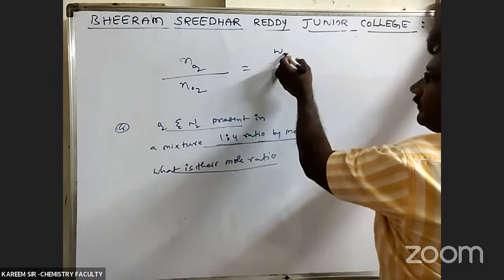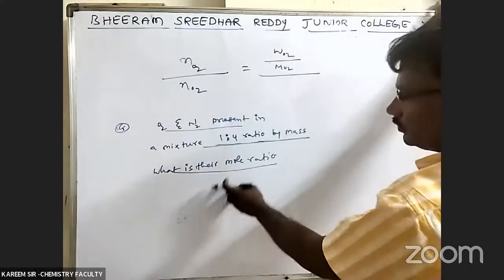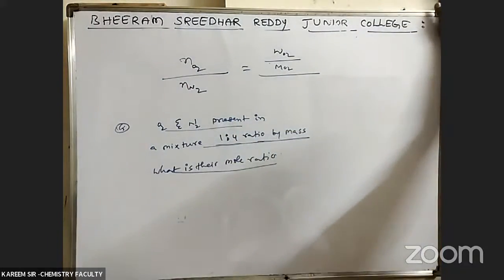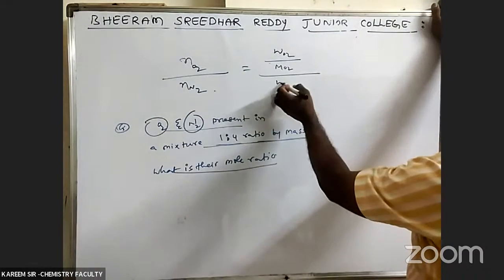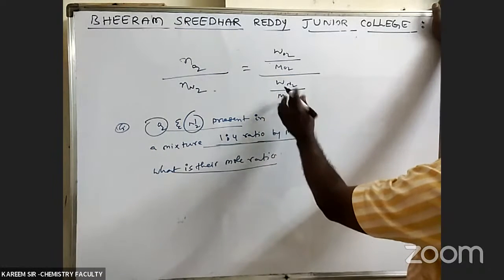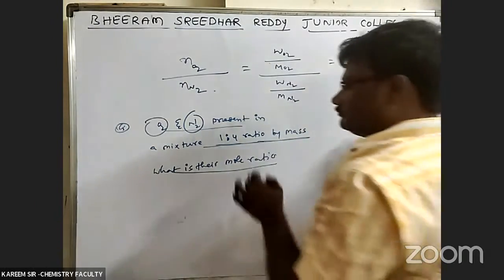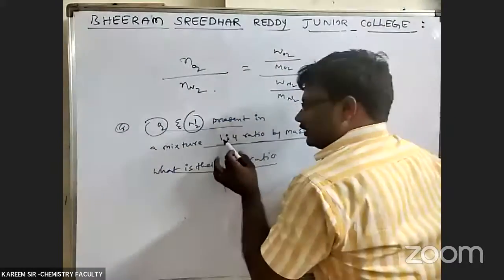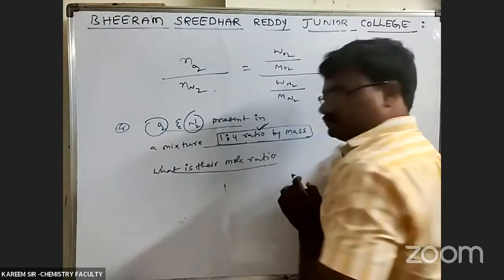Number of moles. Weight of O2 by molar mass of O2. This is O2 and N2. And one more, number of moles of N2: weight of N2 by molecular weight of N2. Weight is not given here, but they are present in 1:4 ratio by mass. So this is the key point.